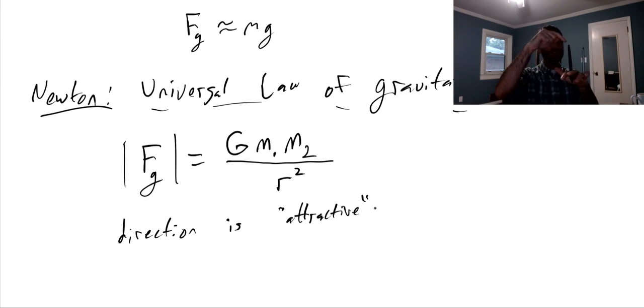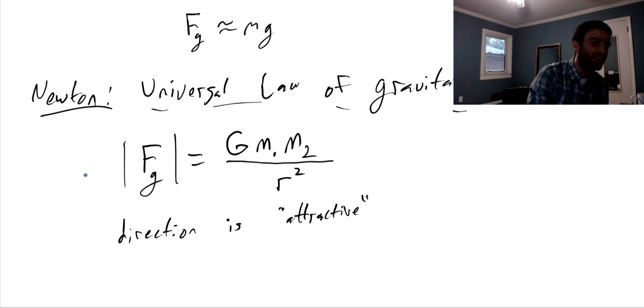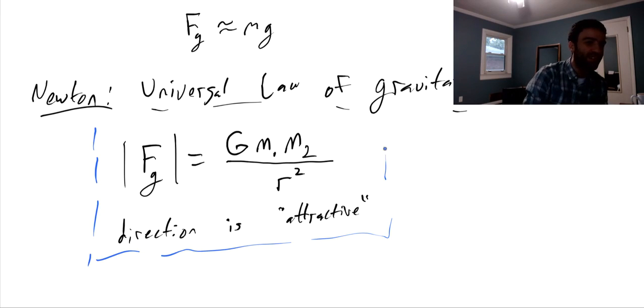The force on this black pen due to this silver pen points from the black pen to the silver pen. It points this way. And the force on the silver pen due to the black pen, due to gravity, points that way. Great. Okay, I'm putting a big box around this because this was and is quite important.